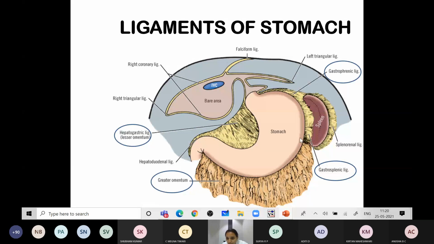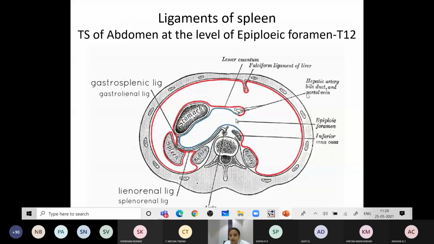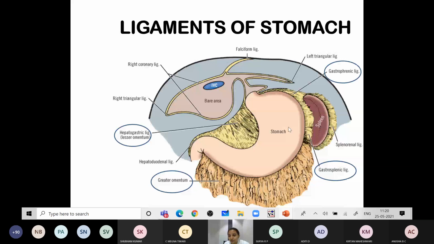Over the greater part of the greater curvature, the anterior and posterior layers descend down and form the greater omentum. So these are the ligaments of the stomach: the gastrophrenic ligament and the gastrosplenic ligament. This is the anterior view.